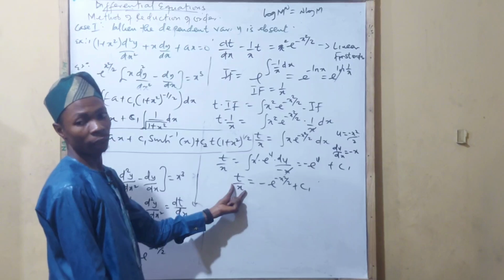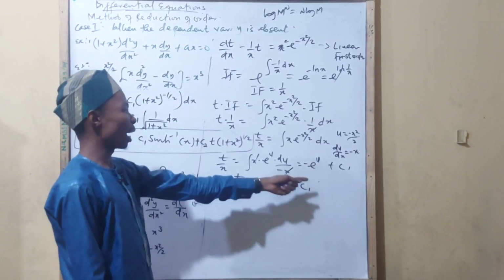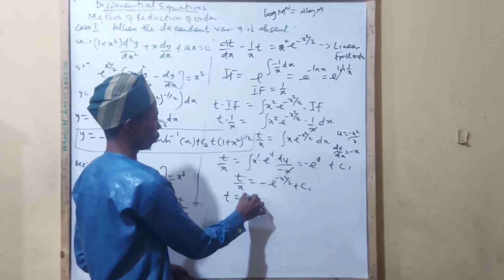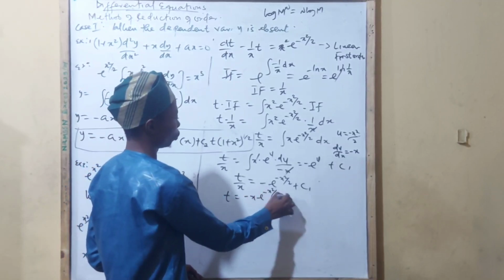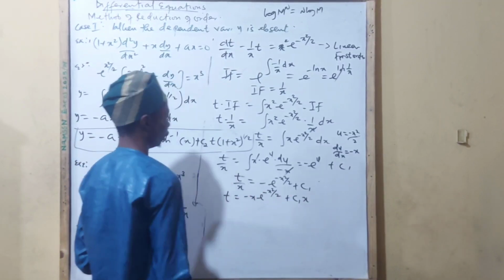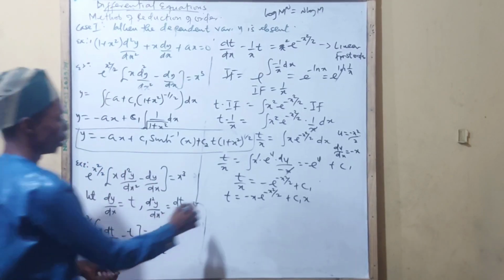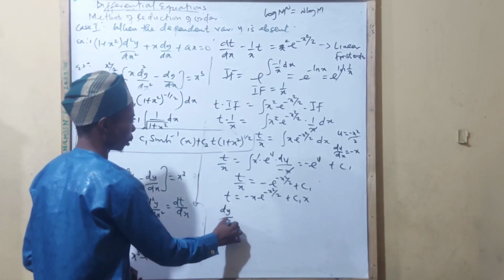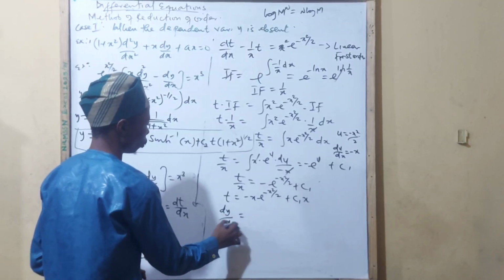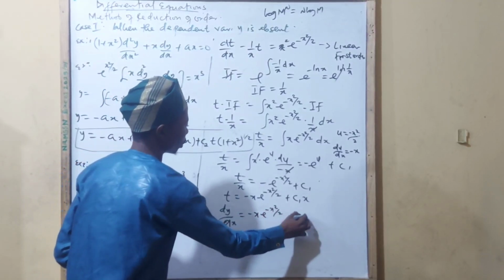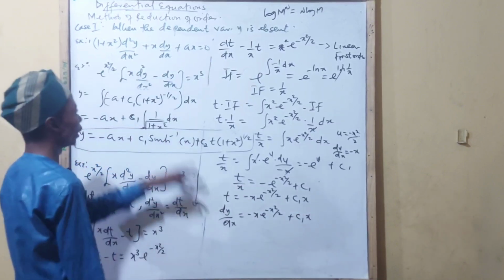So how will I make this t stand alone now? This is t over x. So if I multiply through by x, t equals minus x e raised to the power minus x squared over 2 plus c1x. Yes, plus c1x. And what is t? t equals dy dx. So we are going to have dy over dx equals minus x e to the minus x squared over 2 plus c1x.